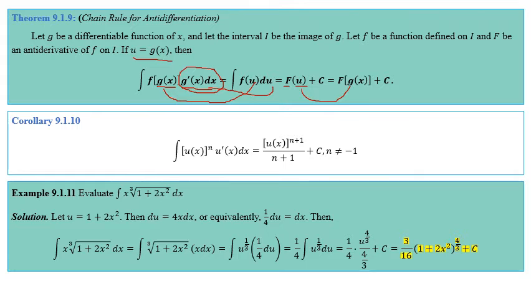So we have a corollary here. The integral of u of x raised to the power of n times u prime of x dx is equal to u of x to the power of n plus 1 over n plus 1 plus the constant c, where n is not equal to negative 1. For example, class, evaluate the integral of x times the cube root of 1 plus 2x squared dx.